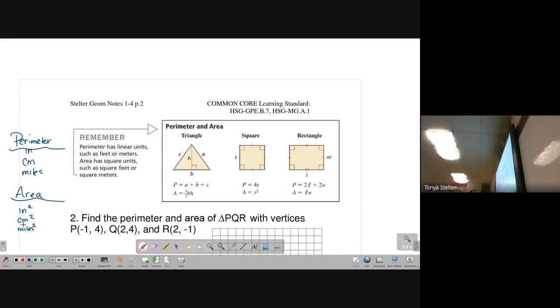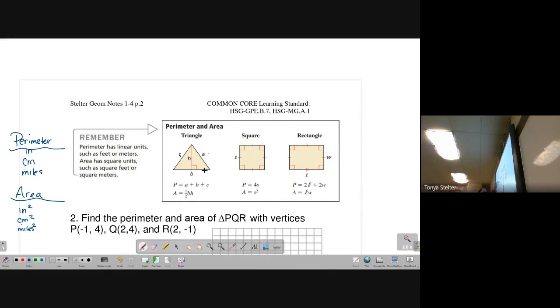Triangle, just add up the 3 sides for perimeter, the outside side lengths. Area is 1/2 base times height. So base and the inside height. The height and the base have to form a 90-degree angle in order to use those two together. This is a side note.